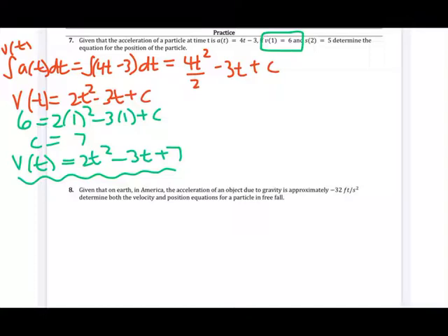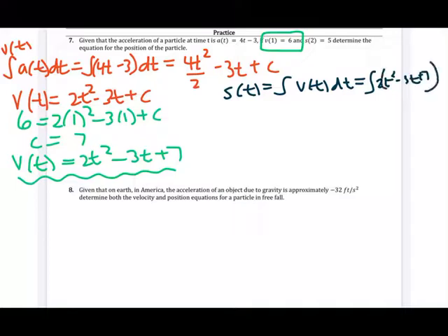Now we're going to follow the same basic process to find our position function. So the position function is going to be the integral of the velocity function with respect to t. So we're going to integrate 2t squared minus 3t plus 7 with respect to t.